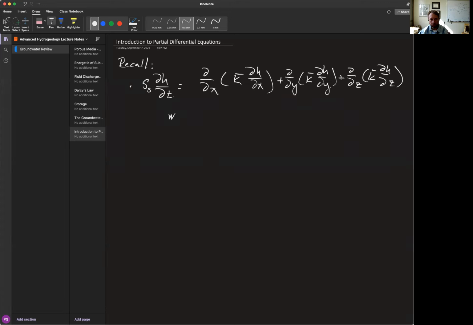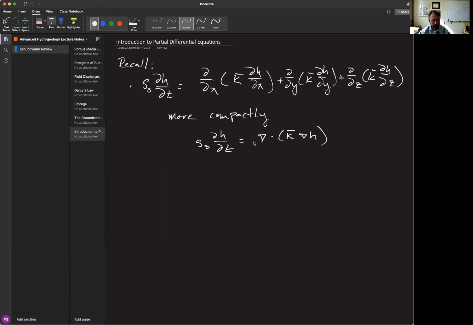And more compactly, just another version you might see: dH/dt is equal to grad dot K-bar grad H, where this upside down triangle is the gradient operator.